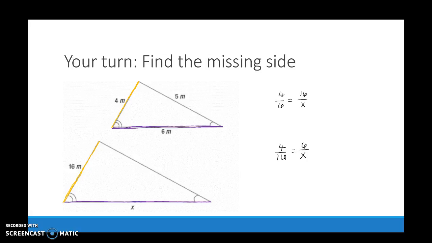Okay guys, so you should have set up your proportion and solved it. These are 2 examples. Either way, you get 4x equals 6 times 16. 16 times 6 is 96. 96 divided by 4.